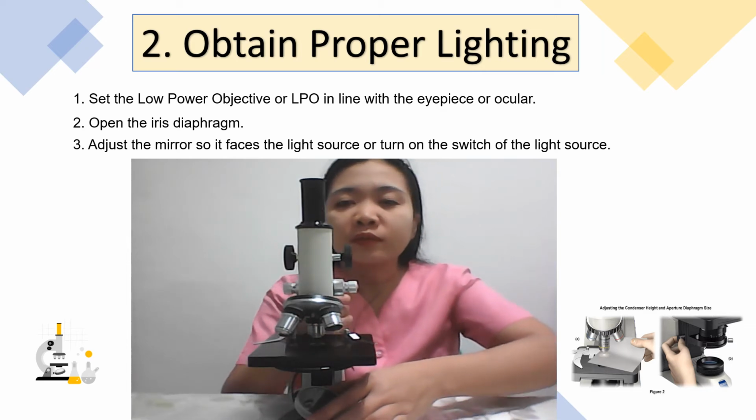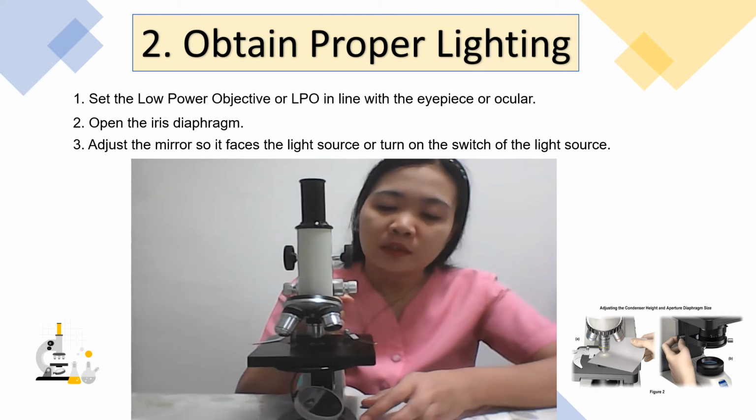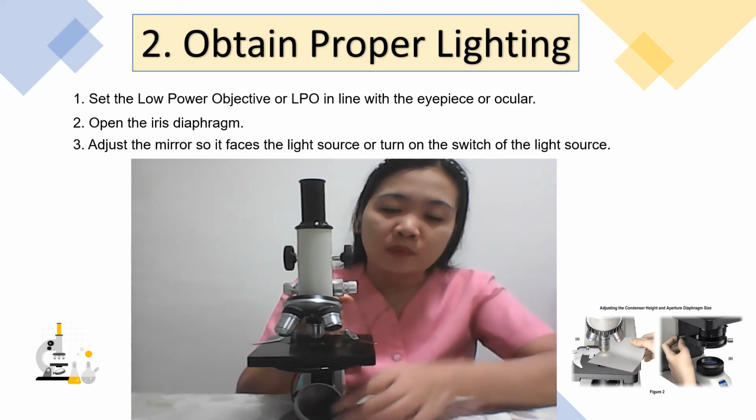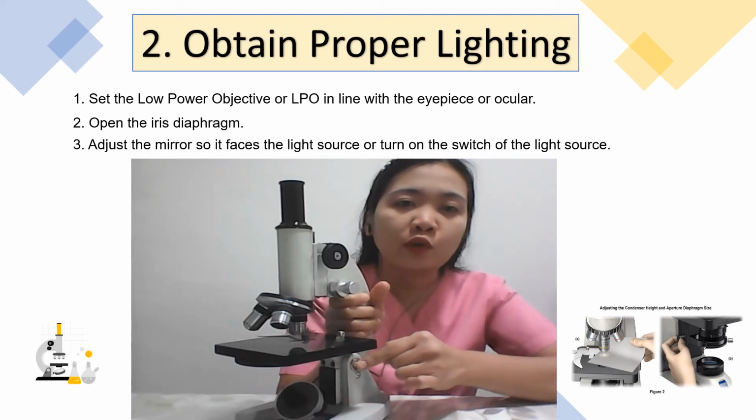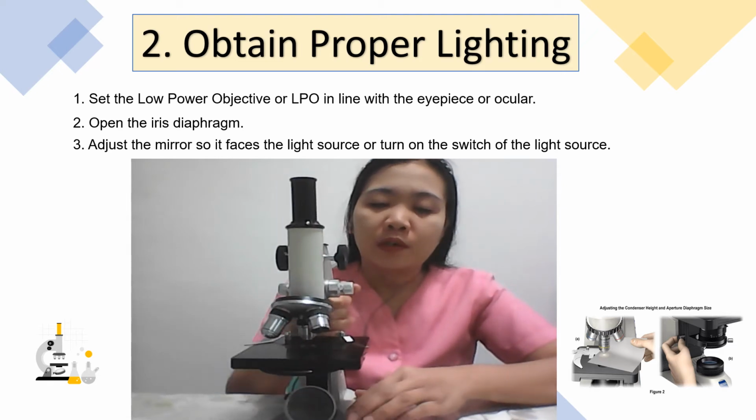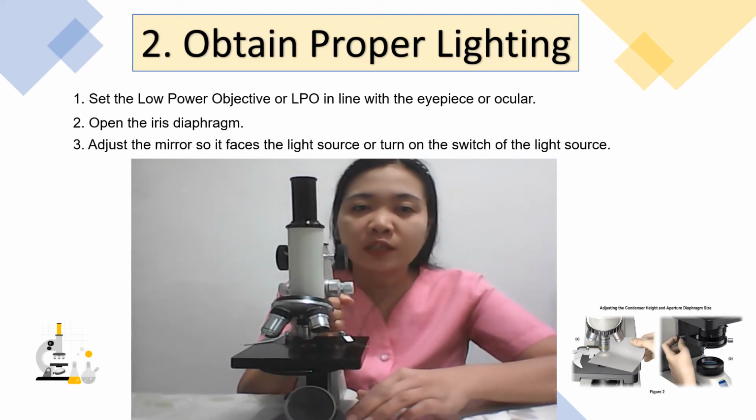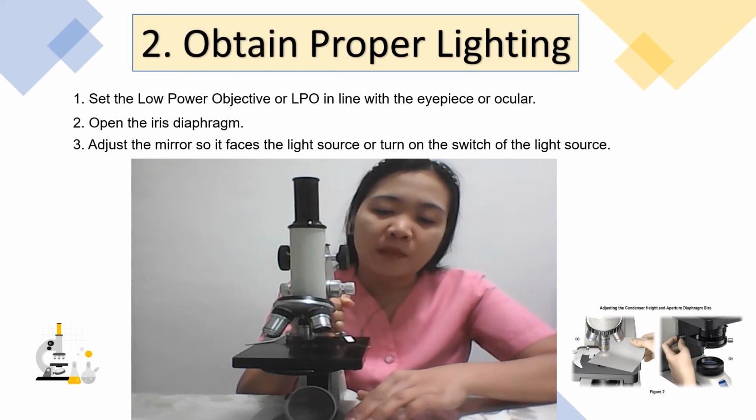So take note that we can bend the microscope because it has an inclination joint. Even though we are sitting, we can still view our specimen.